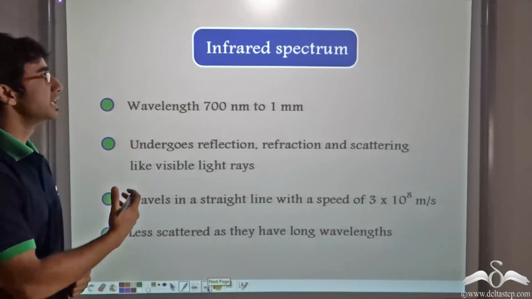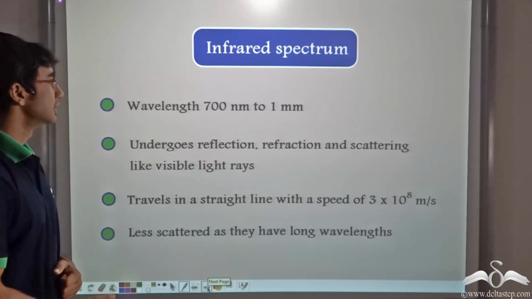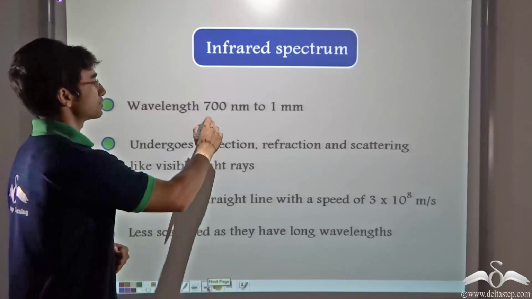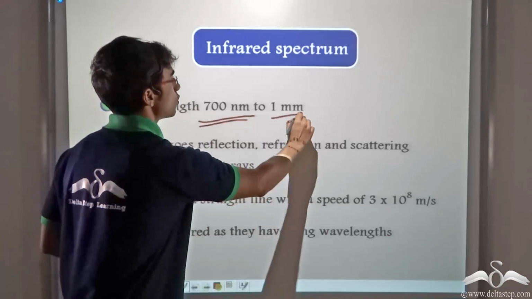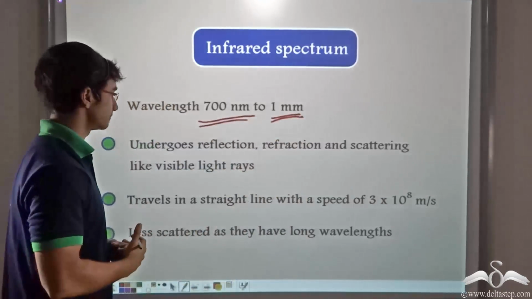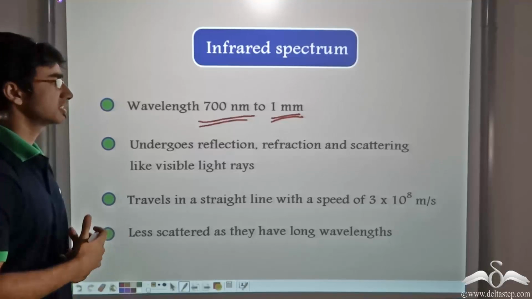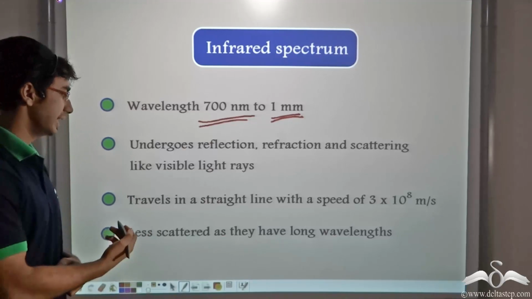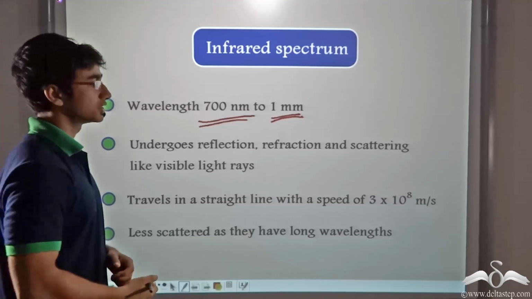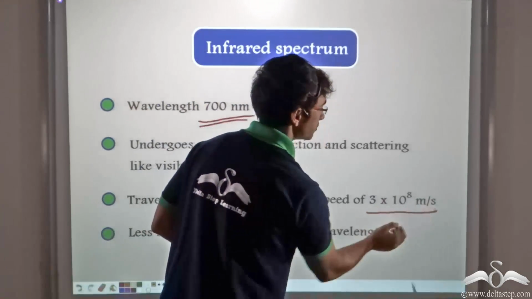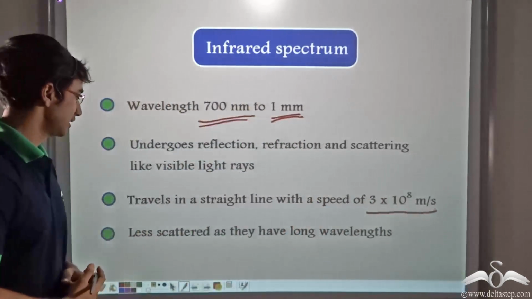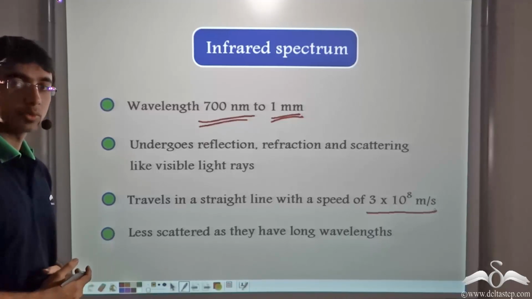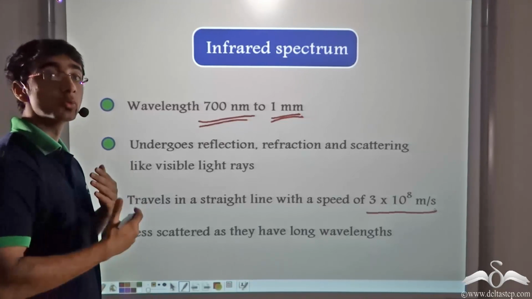Now let us talk about the infrared part of the spectrum. The infrared spectrum ranges from 700 nanometers to 1 millimeter in wavelength. It undergoes reflection, refraction and scattering just like visible light does. It also travels in a straight line with a speed of 3 × 10^8 meters per second, and it is less scattered. Why? Because they have longer wavelengths.